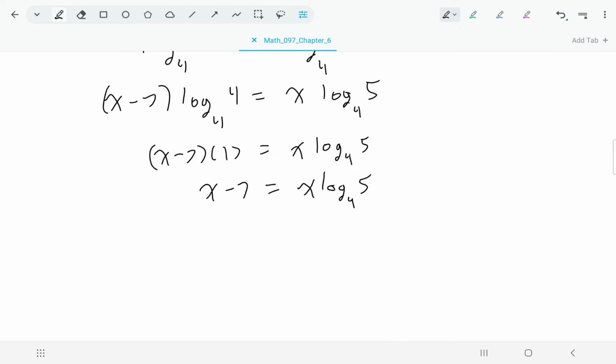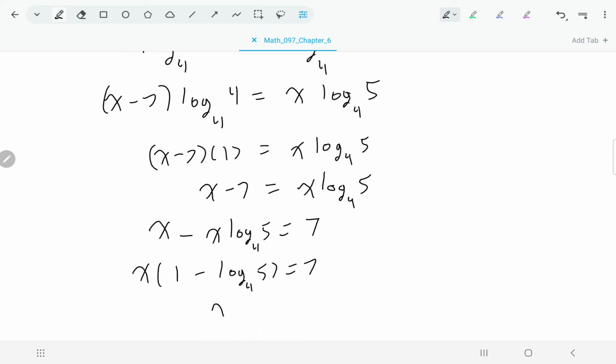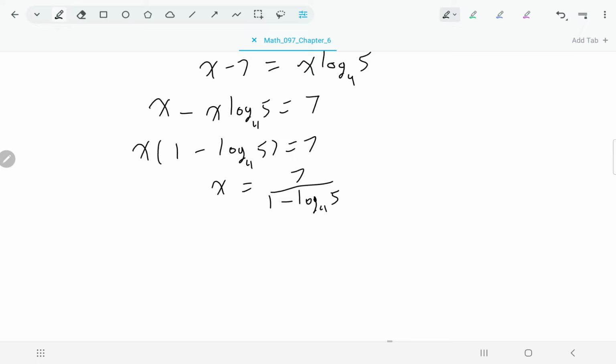Here, I'm going to solve the same way that we did before. I'm going to bring all the x's to one side, bring the numbers, or terms without x's, to the other side. I will factor out that x. There's an x that can be taken out of both terms. And then I'll solve by dividing. And so now I've got my solution, and my solution is 7 divided by 1 minus log base 4 of 5.